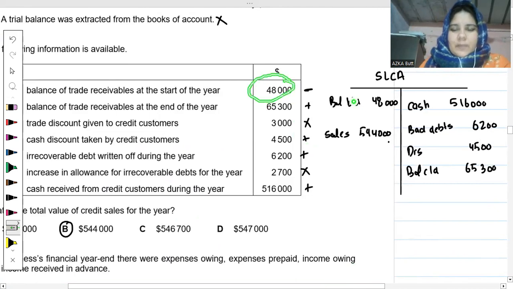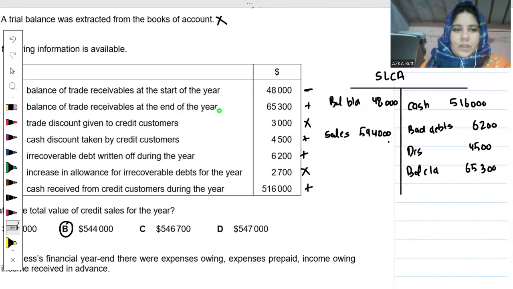Balance BD would come under the debit side. And balance CD would come under the credit side, which is 65300. Trade discount would not be recorded. Cash discount comes under the credit side also. This is a discount, as you can see. Irrecoverable debt, which is 6,100, we have to record as bad debts. Allowance would not be recorded.